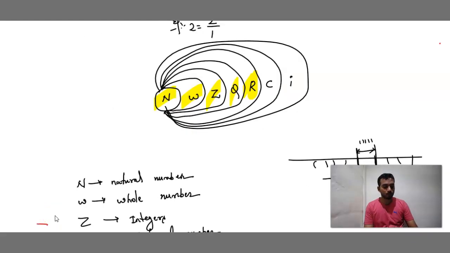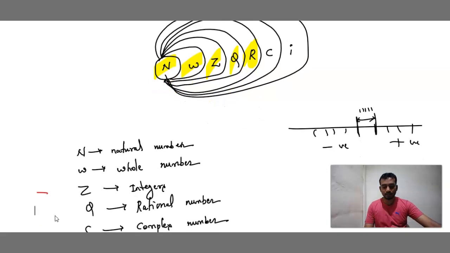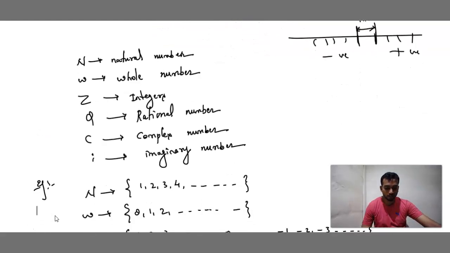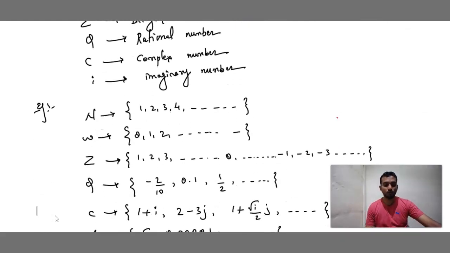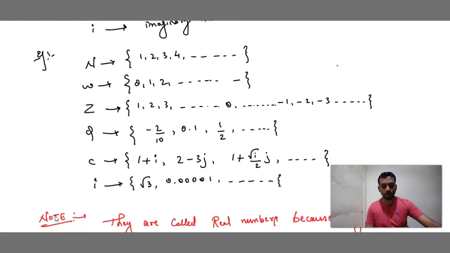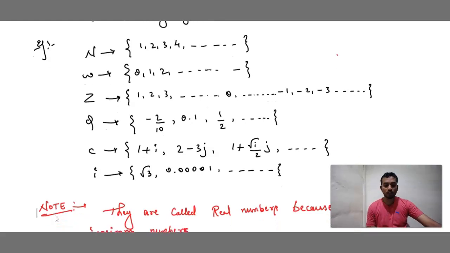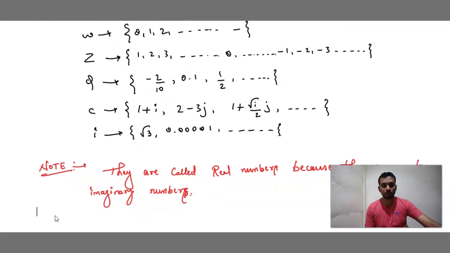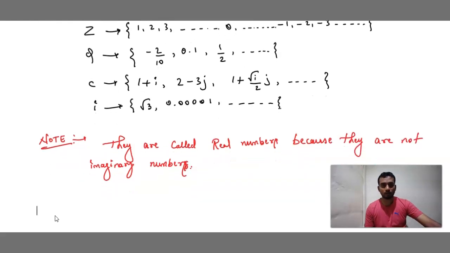Z is integers, all positive numbers and negative numbers. Q is fractions and decimals; decimal into fraction or fraction into decimal. C is complex number. We can see 1 plus i, 2 minus 3j, 1 plus root 3 by 2 into j. This type of numbers are called complex numbers. And I is nothing but imaginary number, like root 3, 0.00001. Understood? Such numbers are called imaginary numbers.